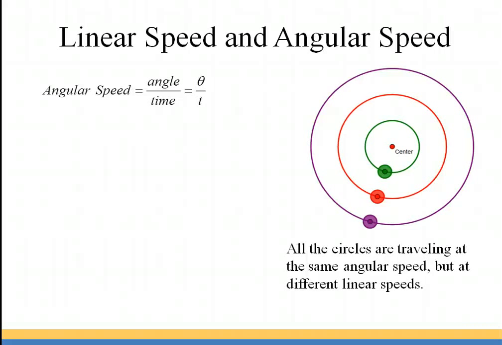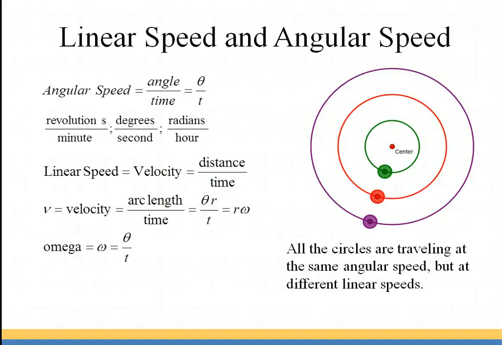So there's a relationship between angular speed and linear speed. Your angular speed is going to be your angle divided by time, which could be measured in anything like revolutions per minute, degrees per second, radians per hour. When we talk about linear speed, we're talking about velocity, which is distance divided by time. Since our circles are traveling in a circular motion, the distance is going to be the arc length measurement. And we found a formula for arc length a few minutes ago, which was the angle times the radius length divided by time. Now, oftentimes you see this formula for velocity as r omega, where omega is your angle divided by time.